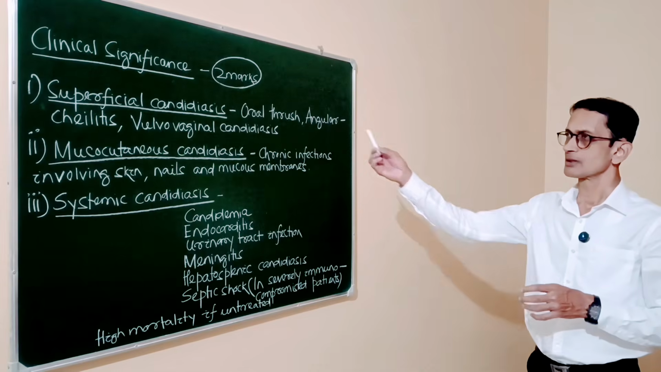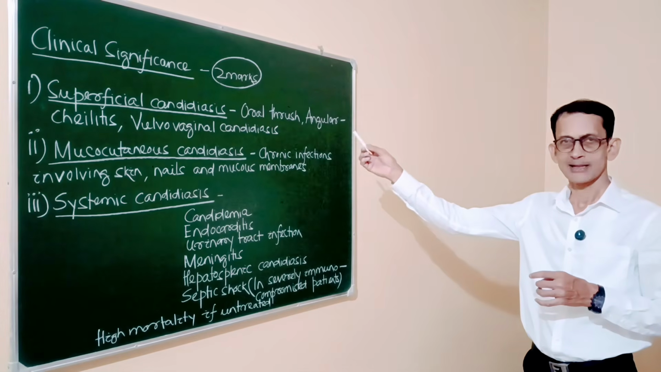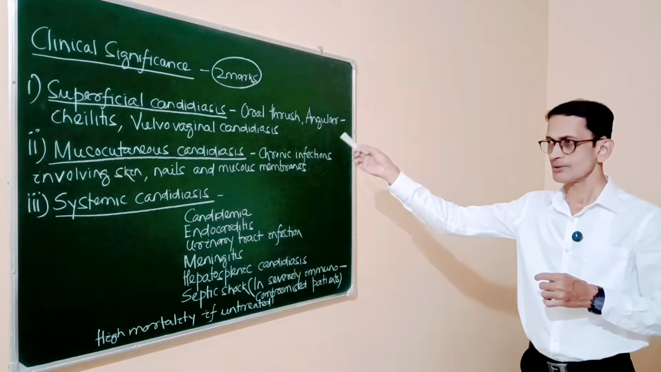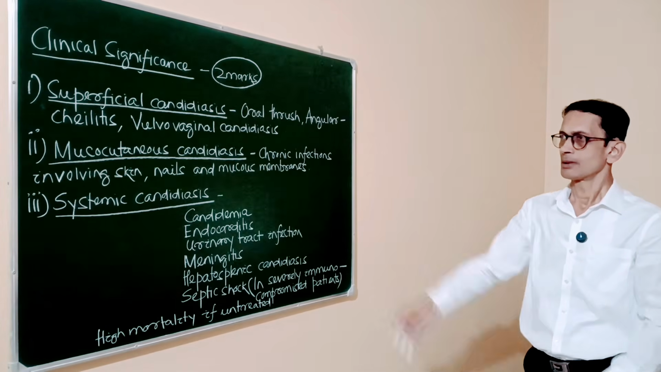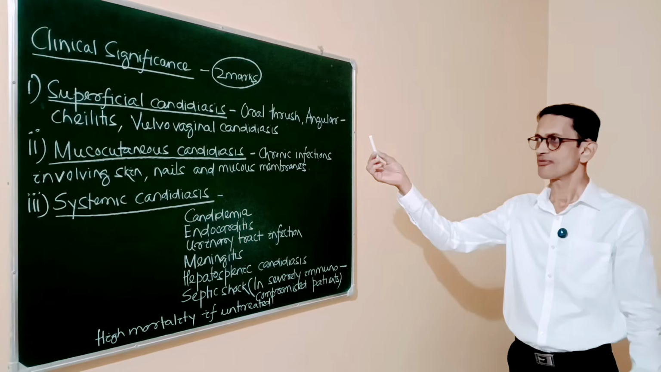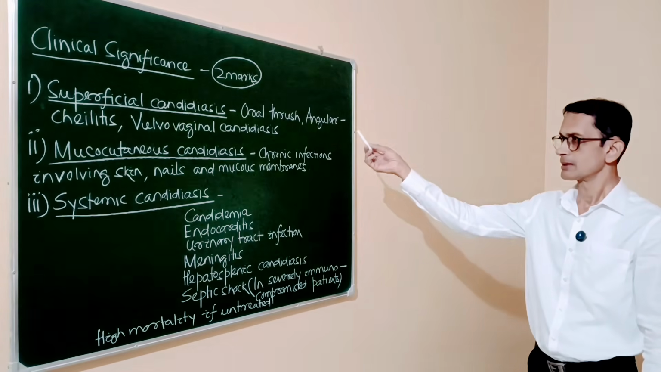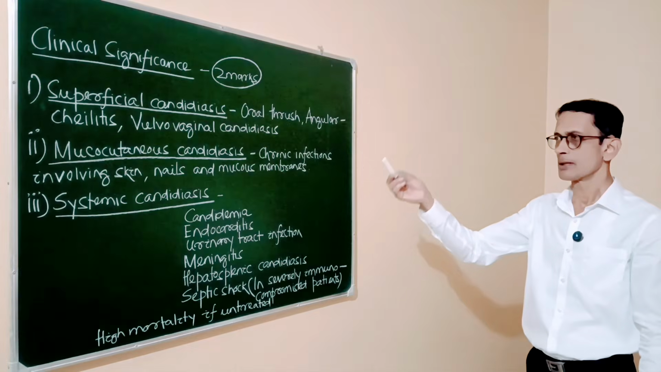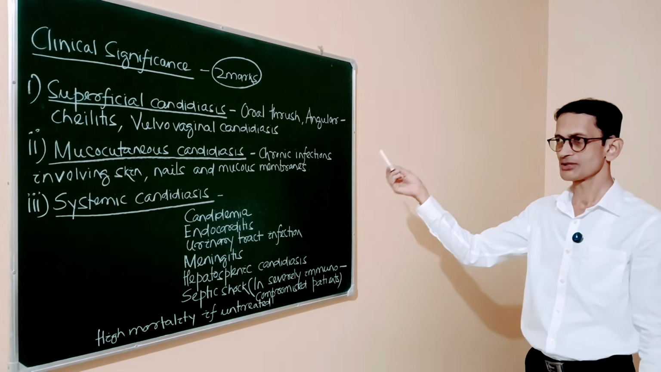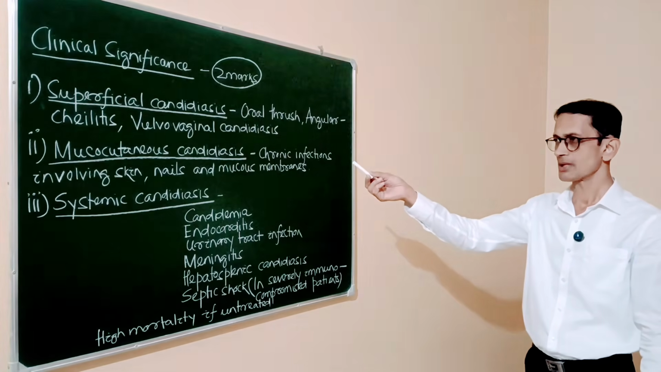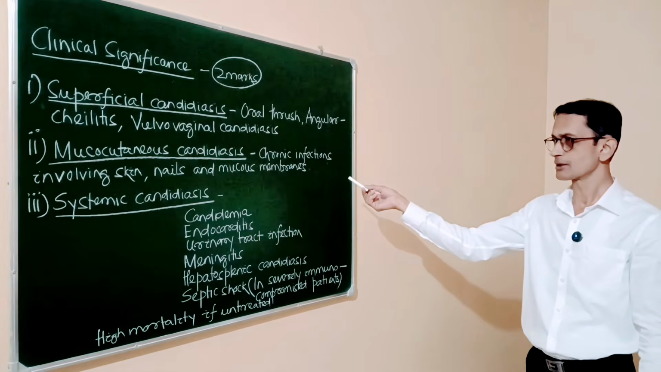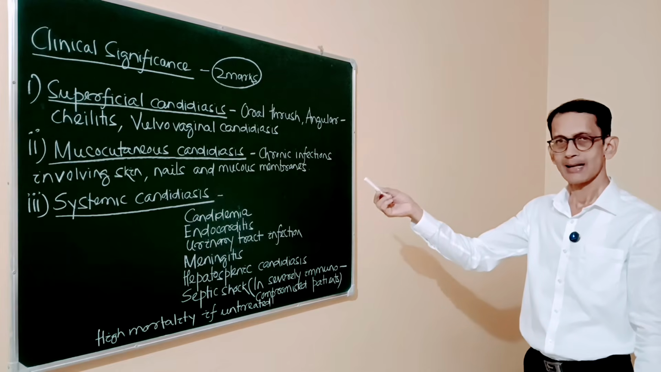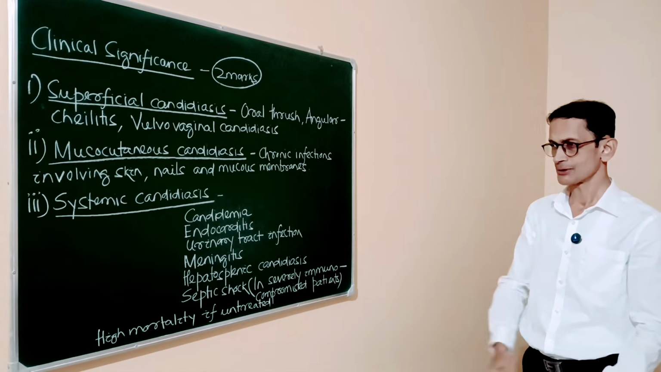So next part is clinical significance. Make a note, this is also a 2-mark question, and here is the answer. So number 1, superficial candidiasis, that includes oral thrush, angular cheilitis, vulvovaginal candidiasis. Next, mucocutaneous candidiasis, that includes chronic infections involving skin, nails and mucous membranes.